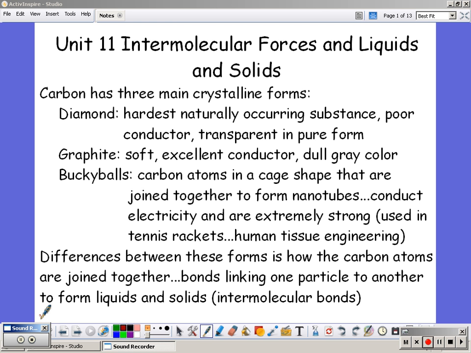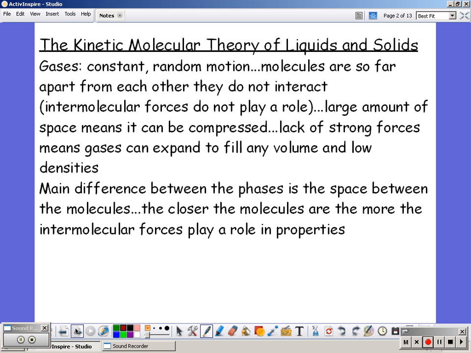So the difference between these forms of carbon is how the carbon atoms are joined together. The bonds linking one particle to another help us understand what liquids and solids are. When is something a liquid, when is something a solid? That's determined by the intermolecular bonds. So, the kinetic molecular theory of liquids and solids.